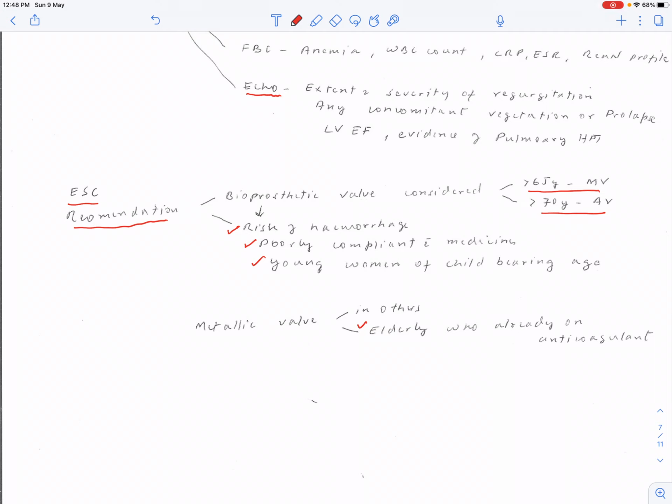So in the end, I just want to tell you a bit about the murmur. We're going to listen to the recording of the murmur for mitral regurgitation. It's a pansystolic murmur, and it will be something like this.